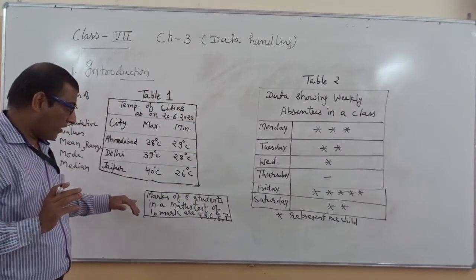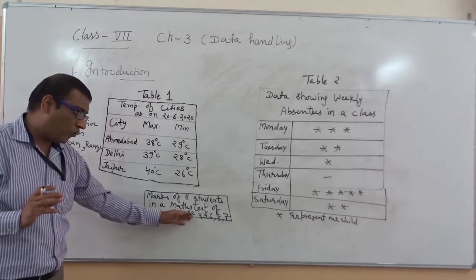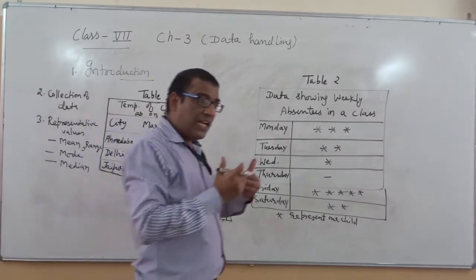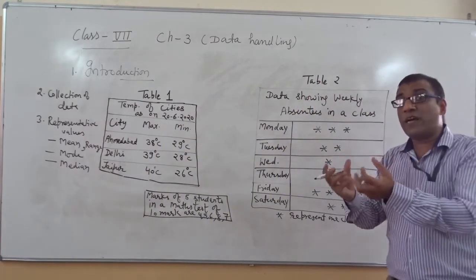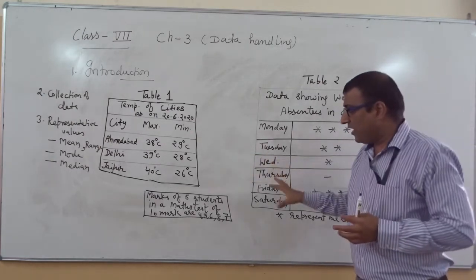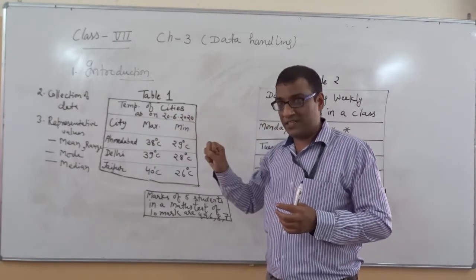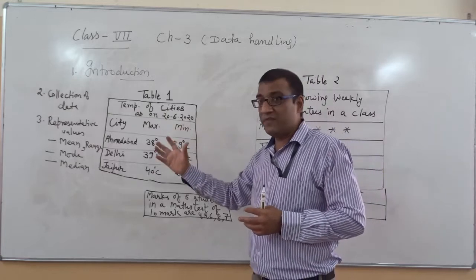For example, if you see here, marks of 5 students in a maths test of 10 marks are 4, 5, 6, 8, 7. So we want to arrange the data in which manner? It depends on us. But first we have to collect the data. For example, while making the table, first I will collect the data. First I will take the cities, that is the collection. Then I will take the maximum and minimum temperature, that is again related with data.